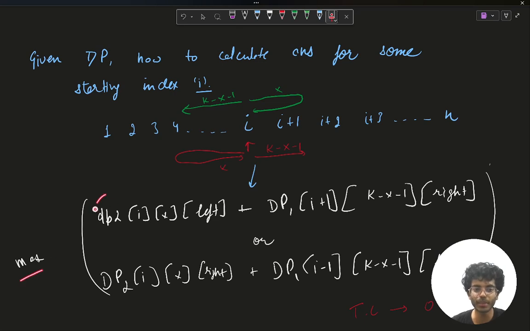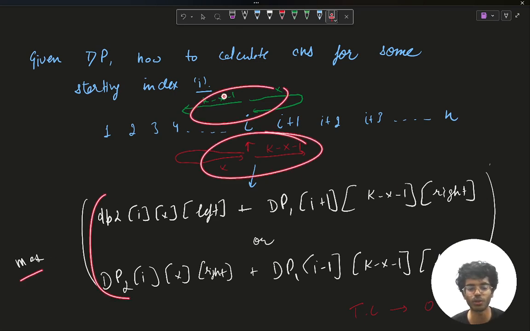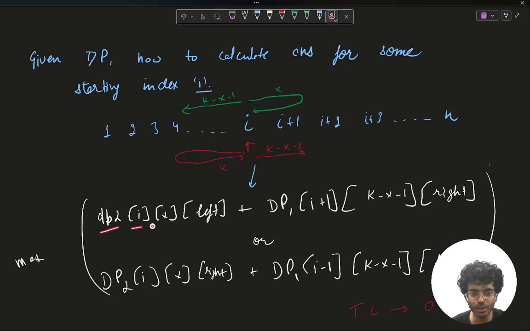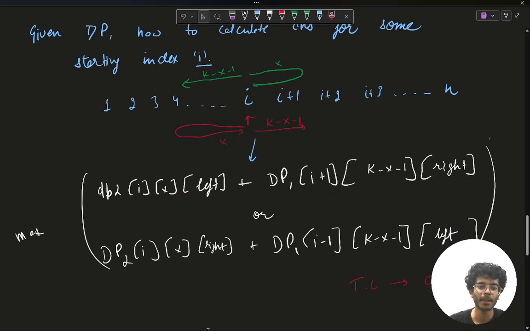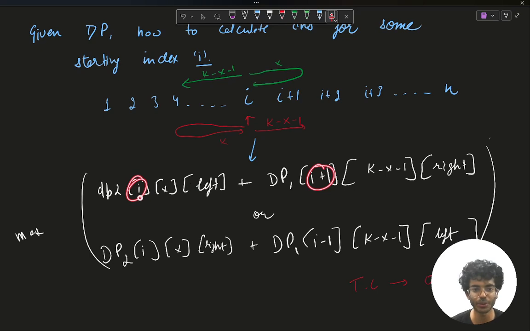So our final answer will be the max of these two possible paths, which formally are nothing but dp2 of i, x going to the left direction, right? So we are starting from index I, going towards the left for x number of days, and then dp1 of I plus 1, k minus x minus 1. And we are doing this so that this index I is not counted twice. So we have to make sure that we have I and I plus 1 here. Otherwise, if we just had I and I here and not this minus one, then this I could have been counted twice, which would have given us a wrong answer, right?